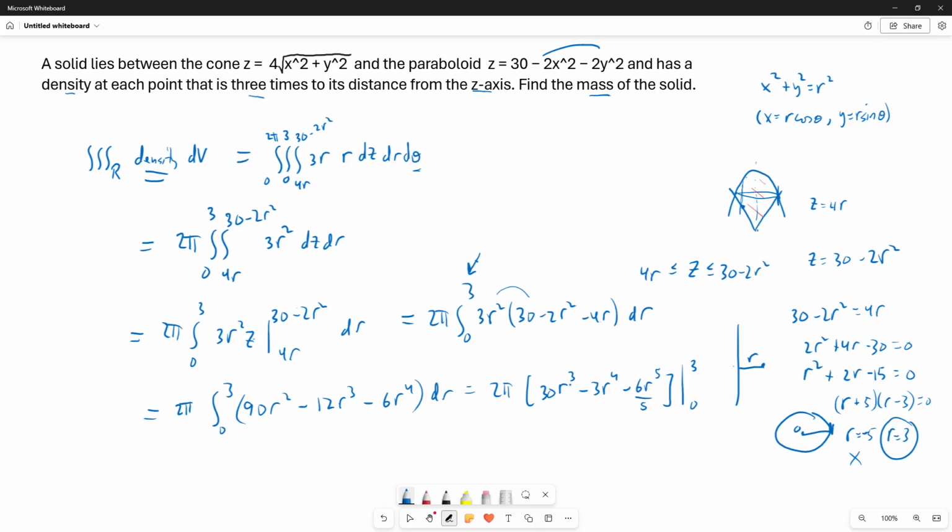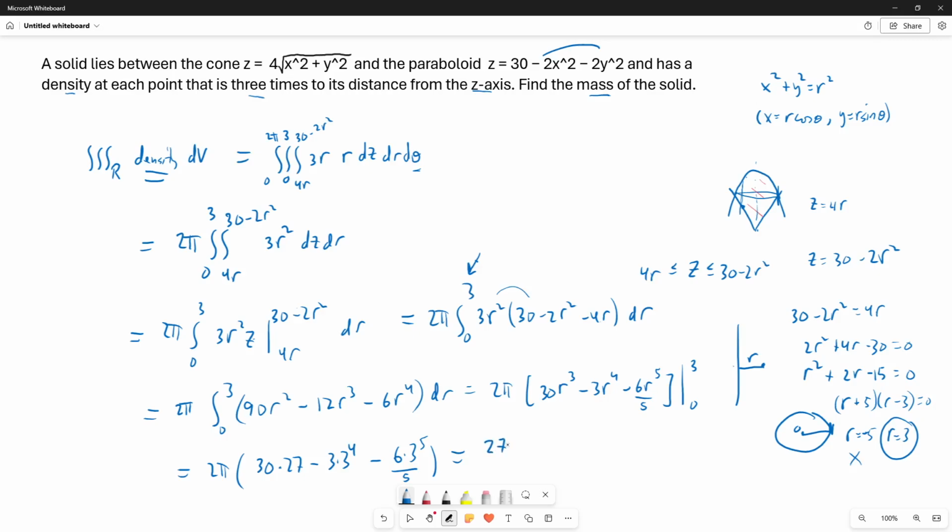When we plug in 0, we will get 0. So we'll get our answer when we plug in 3. 30 times 27 minus 3 times 3 to the fourth is 81. I accidentally wrote 3 to the fourth. And then minus 6 times 3 to the fifth over 5. And I did the arithmetic earlier, so I know that the final answer, this number times 2, after you convert to fifths, I'll leave for you as a calculator exercise.